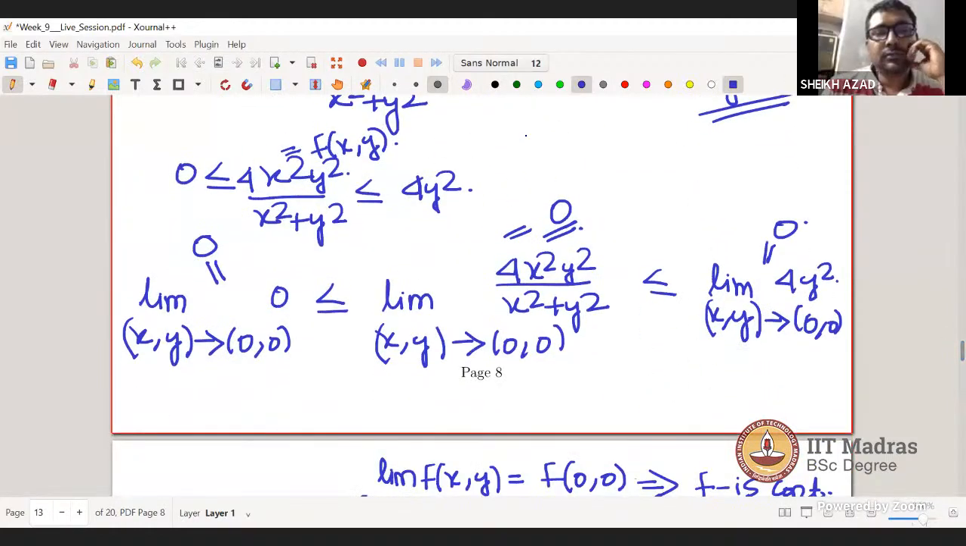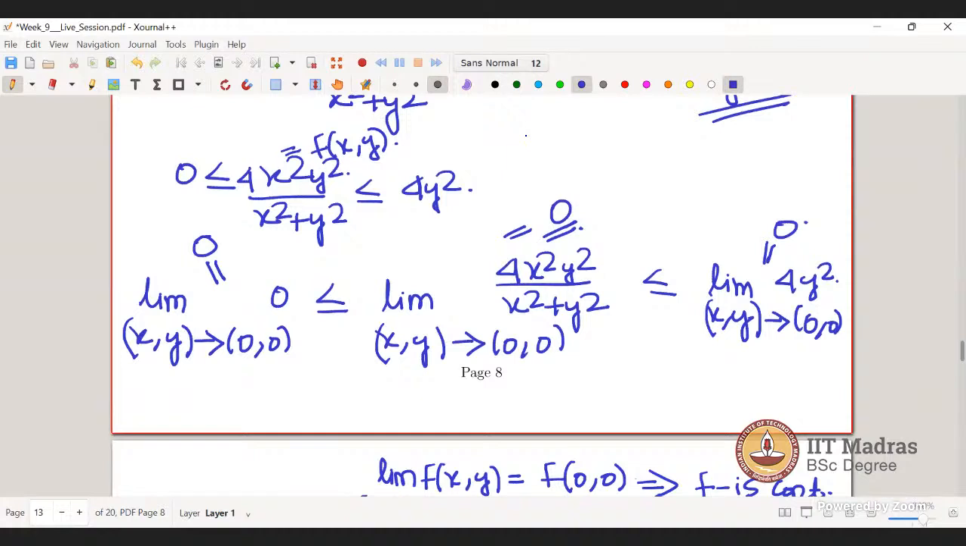Because here when I'm saying that x and y are converging to 0, basically I'm taking some non-zero number converging to 0. So when x and y are non-zero, the value of the function is this one. So I really don't care what the value of the function is at that point, like in the case of one variable, the limit of the function doesn't depend on the value of the function.